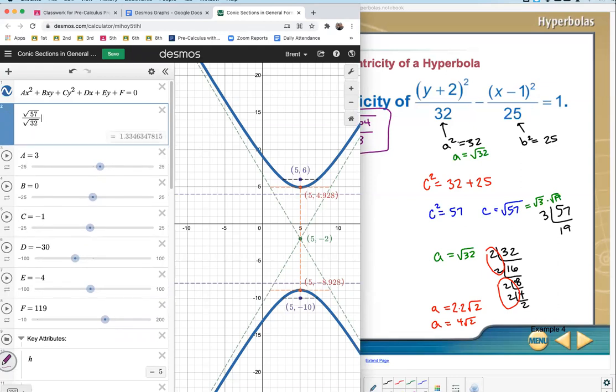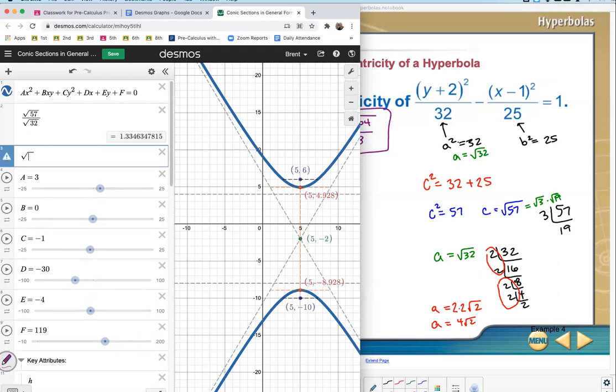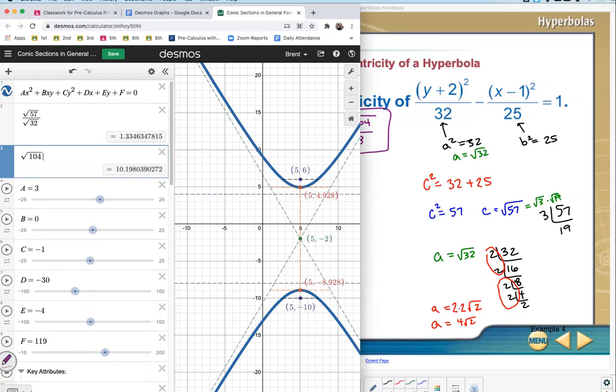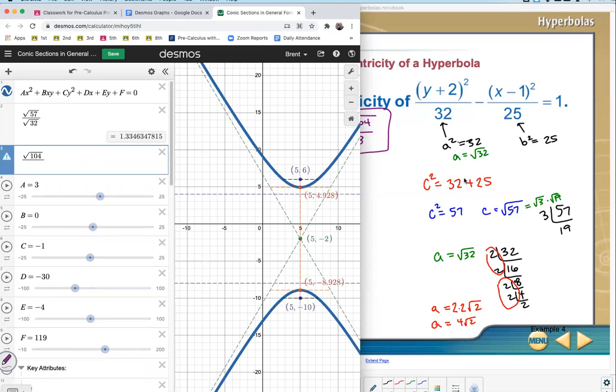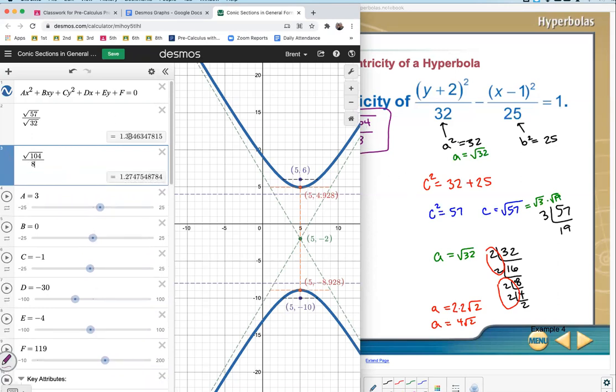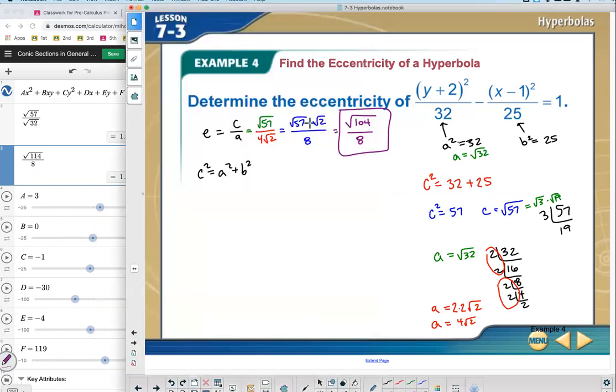Let's check real quick to make sure our answer was right. Square root of 104. Oh, I wrote 104. I needed to put 114. It's going to be 114. See, that does not work. It needs to be 114. I just realized I did bad math. 2 times 57 is not 104. It is 114. That was terrible math. Let's see here. 114.